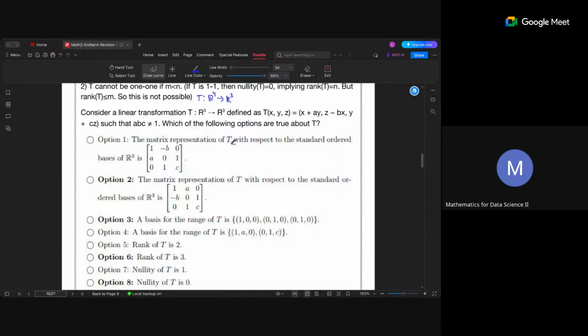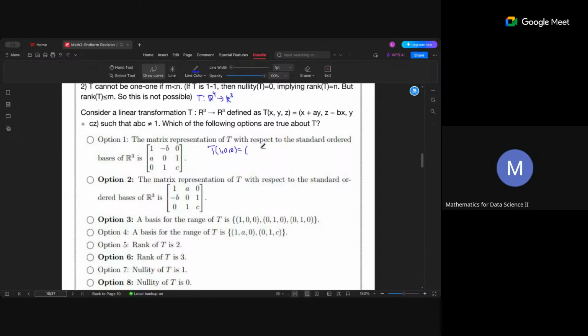Okay, so look at this problem. Consider a linear transformation T from R3 to R3 defined in this way, such that ABC is not equal to 1. Which of the following options are true? So the matrix representation of T with respect to the standard basis, first of all, what is the matrix representation? What is T of (1, 0, 0)?